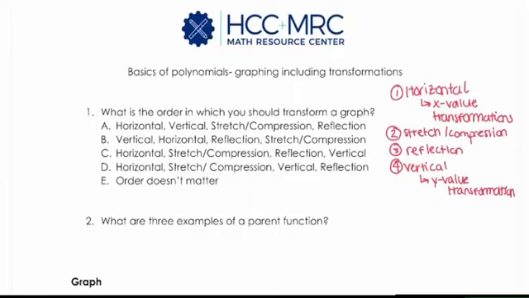So let's figure out which one of these options fits our guidelines. Looking at A, we can see that it is horizontal and then vertical, stretch, compression, reflection. We already know that that's wrong because instead of going from horizontal to stretch, it goes from horizontal to vertical, so we can cancel that out. Next is B, which starts with vertical, which is an automatic cancellation because that's the last step. Next is C, which is horizontal, stretch, compression, reflection, vertical. This is exactly our steps that we need to take. So we know that the answer is going to be C.